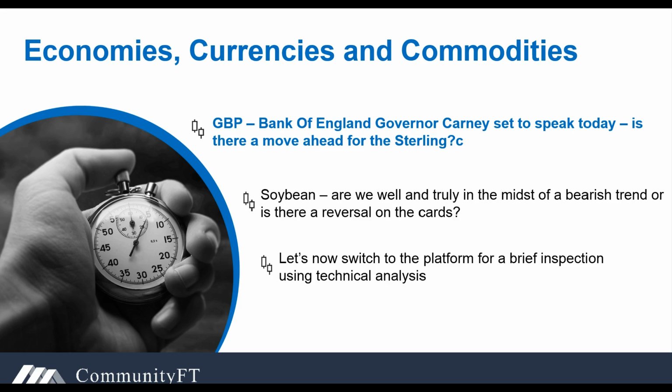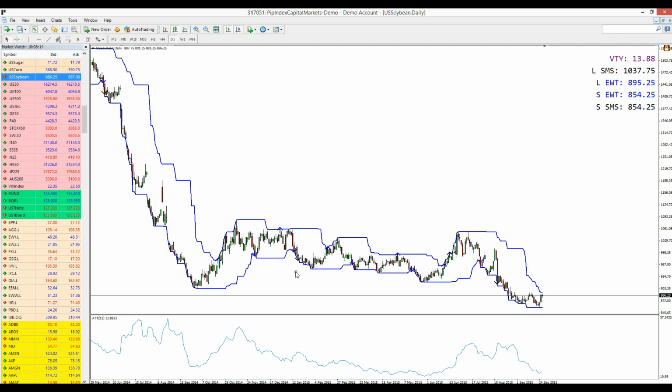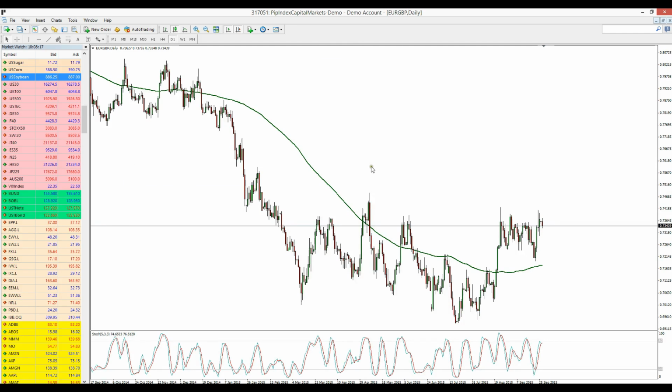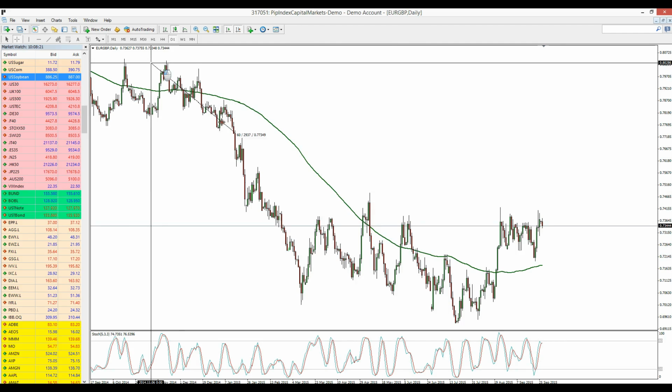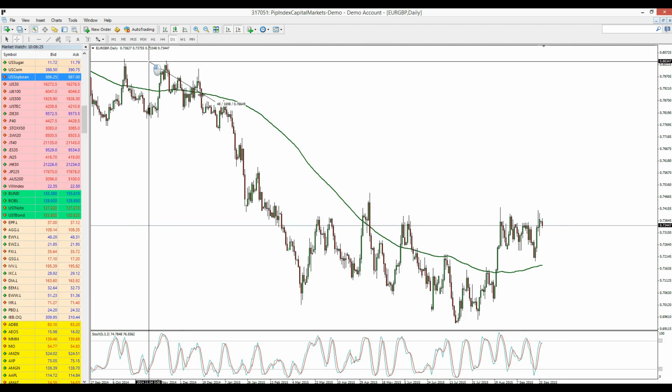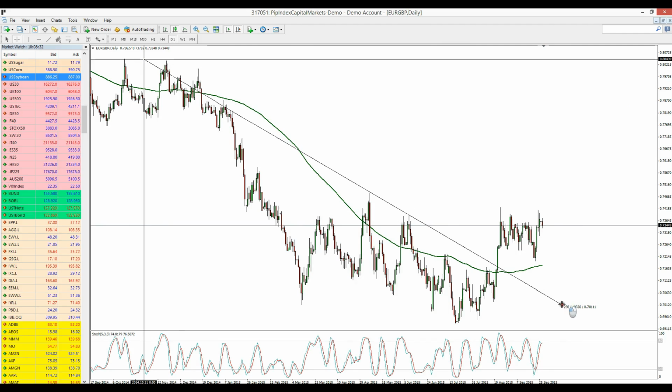Okay, so to help us do that in a more detailed manner, let us switch to a platform for a more in-depth inspection. In front of us, what we're looking at now is the daily chart of the euro versus the sterling. And what we observe here is the strengthening of the sterling over the last given period of time, which also reflects the simultaneous weakening of the euro.